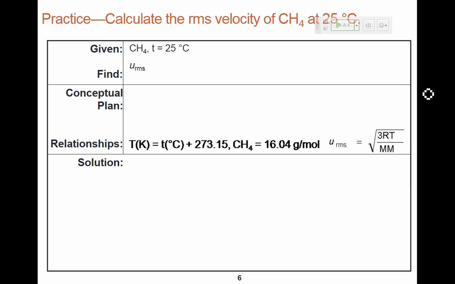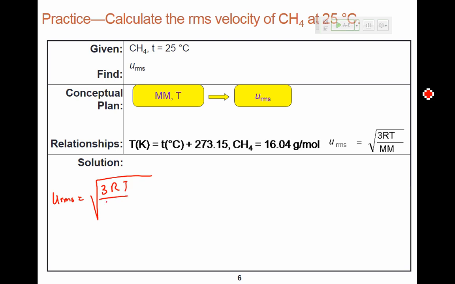So when we're looking at that, we can think about our size there. So we can calculate our molar mass. So if we have our molar mass and we have our temperature, we can calculate our root mean squared velocity. So our u RMS is equal to the square root of 3RT over molar mass. We have T, we have R, and we have molar mass.